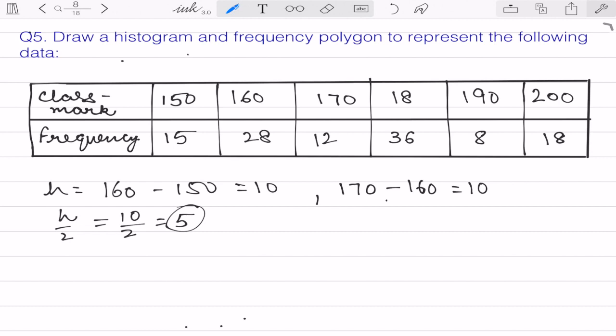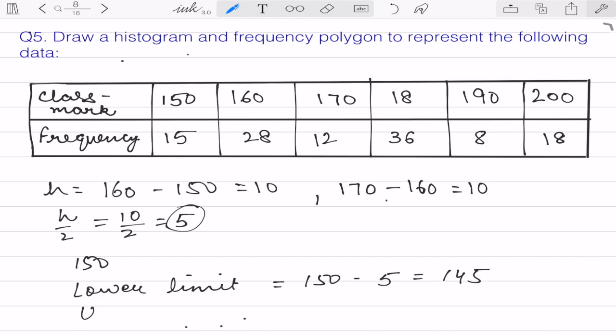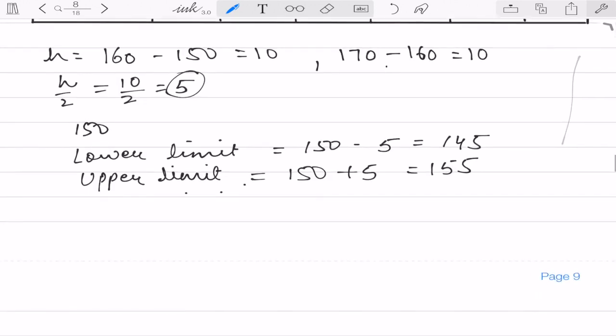So first class mark is 150. If we subtract 5 from 150, we will get the lower limit. So our first lower limit is 150 minus 5, that is 145. And for the first class mark, the upper limit is 150 plus 5, that is 155. So our first class interval is 145 to 155.